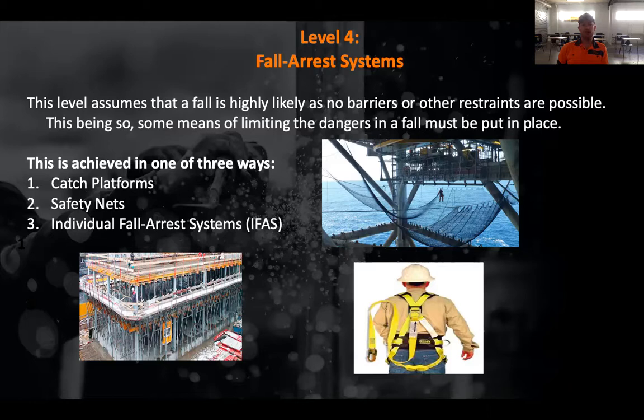And the third is what you guys will be using in the practical activity when you attend the college. It's an individual fall arrest system, shown in the bottom right photo. That is a harness system with a shock absorber attached to it. So if you do fall, the shock absorber will take some of the impact off the weight of the fall. It stops you from potentially breaking your pelvis.